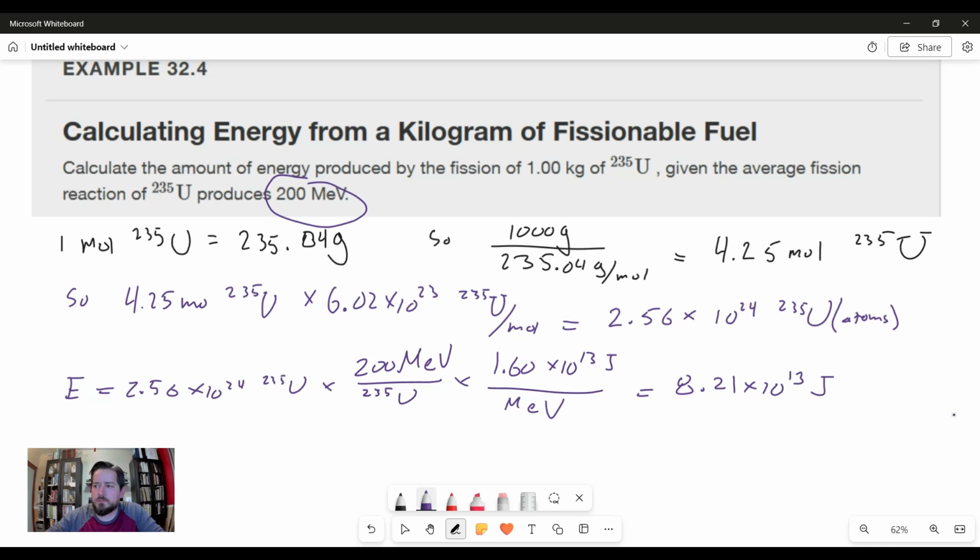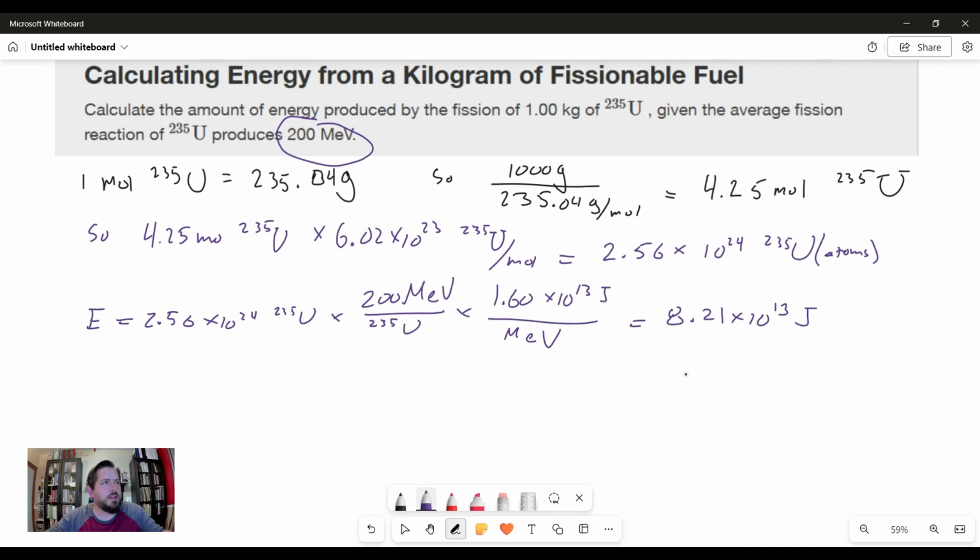joules, right? Which is a pretty big amount of energy. We're talking about 1 kilogram of uranium. We process it through a nuclear plant, we get that much energy out of it. This is approximately what we would get out of 600,000 gallons of gasoline.